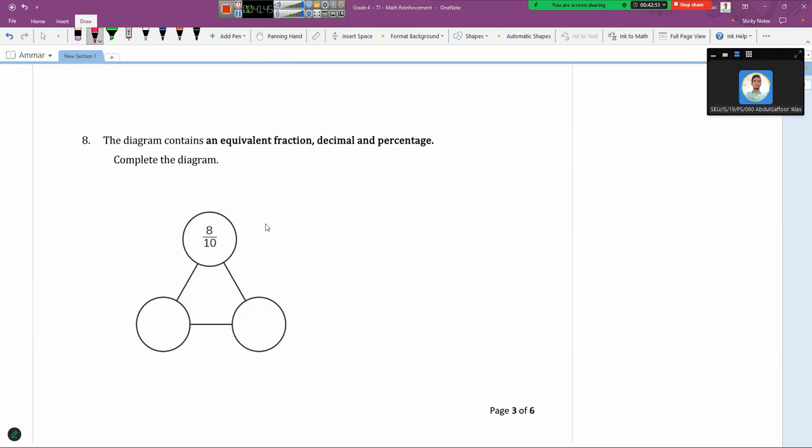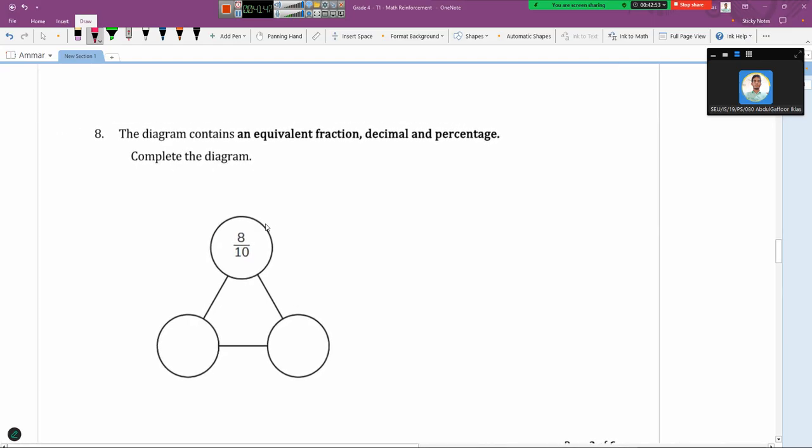Okay. Right. So the diagram contains an equivalent fraction, decimal and percentage. In this diagram, we have 3 circles. Now you have to apply your IQ knowledge. Now you see here, this diagram contains equivalent fractions, right? So what does equivalent fraction mean? Equivalent fraction means what?